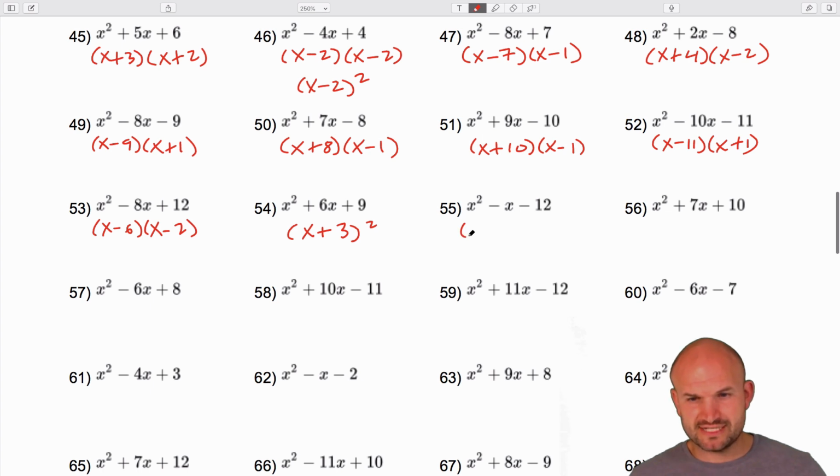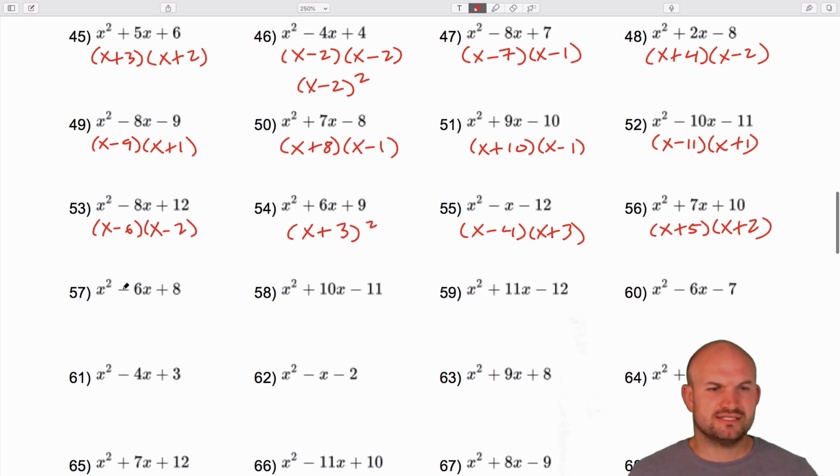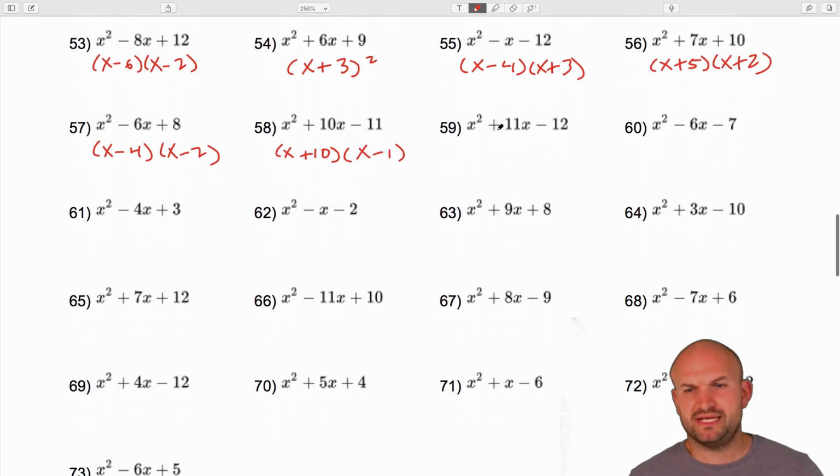This is going to be a difference and negative, so this is going to be a sum and positive. This is going to be a sum and negative. This is going to be a difference and positive. Positive, that means the larger product is going to be positive. This is going to be a difference and positive, so therefore x minus 12, x plus 1.